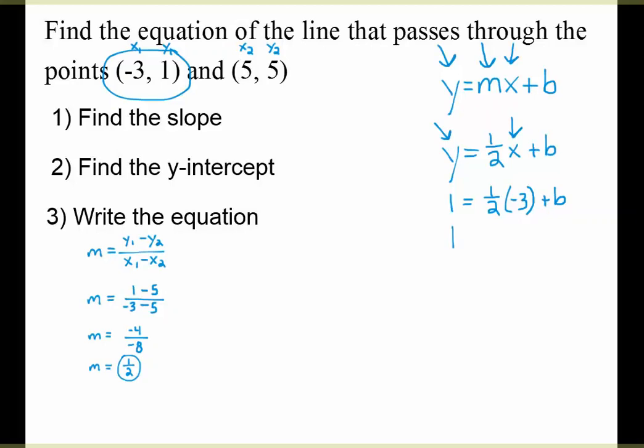Okay, so we need to know how to do 1/2 times negative 3. If you're not comfortable with your fractions, you can do a little side work. That's 1/2 times negative 3 over 1, and that's just negative 3/2. Nothing to freak out over. Okay, so 1 equals negative 3/2 plus b. Okay, now we want to get b by itself. So our next step would be we would add 3/2 to both sides.